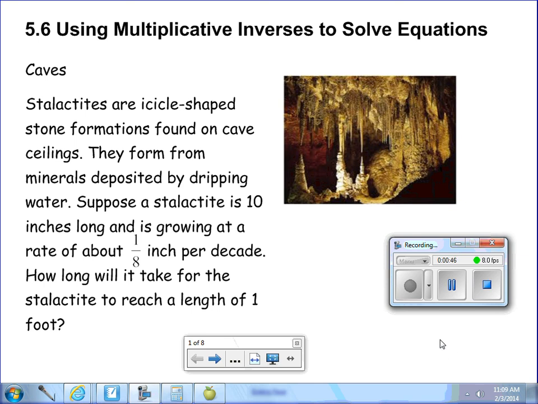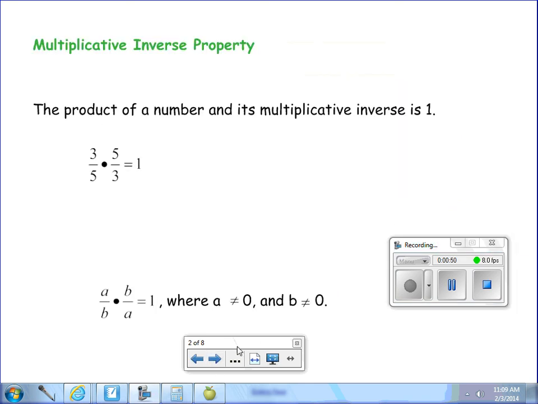Now, in order to solve this problem, we will be using the multiplicative inverse. So let's do some practice problems before we actually solve that word problem. Let's make sure we understand what the multiplicative inverse property is.